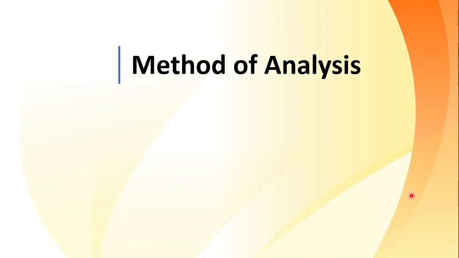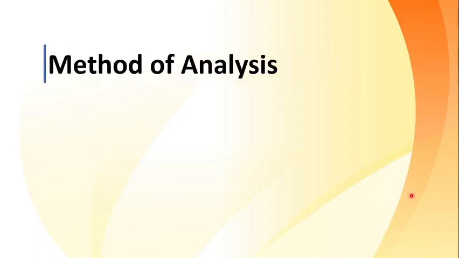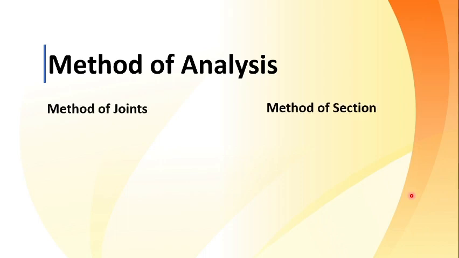Basically, as usual, there are two methods, one is analytical and another is graphical. Today, as far as the analytical method is concerned, that we are going to discuss, there are two methods of analysis. First is the method of joint and second is the method of section. These two methods we'll try to understand in this particular module. So there are two methods of analysis which are to be done analytically: method of joint and method of section. Let us see one by one.